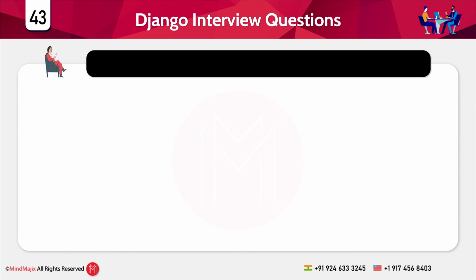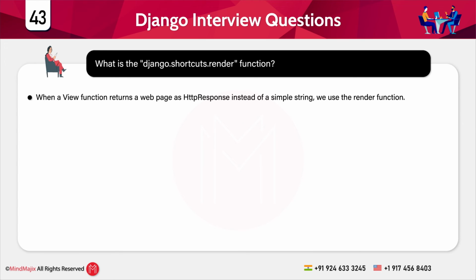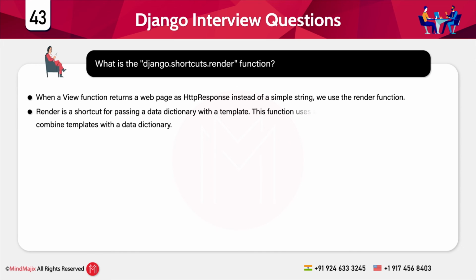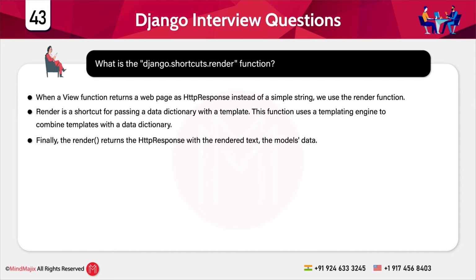The next question is, what is the django.shortcuts.render function? So when a view function returns a web page as an HTTP response, instead of a simple string, we use the render function. So render is a shortcut for passing a data dictionary with a template. This function uses a templating engine to combine templates with a data dictionary. So finally, the render function returns the HTTP response with rendered text and the model's data.